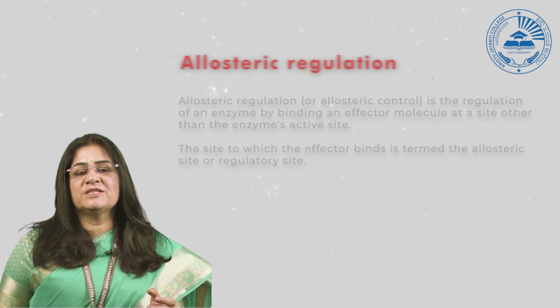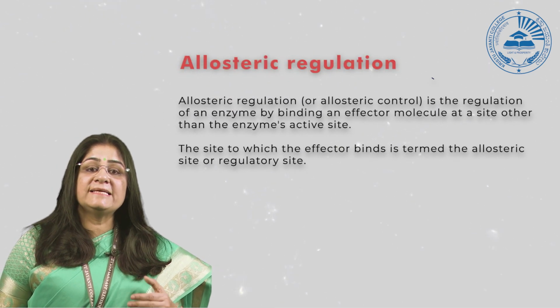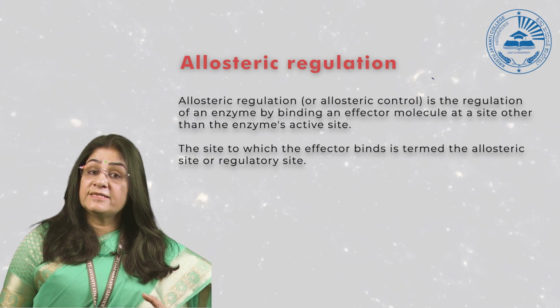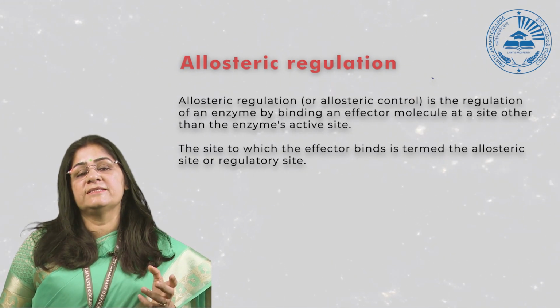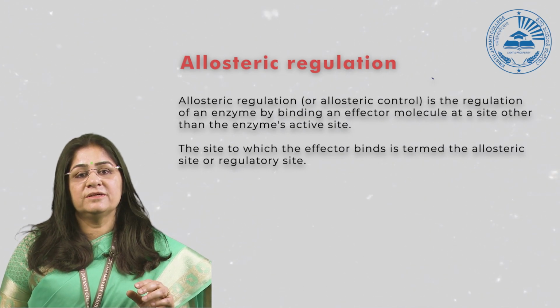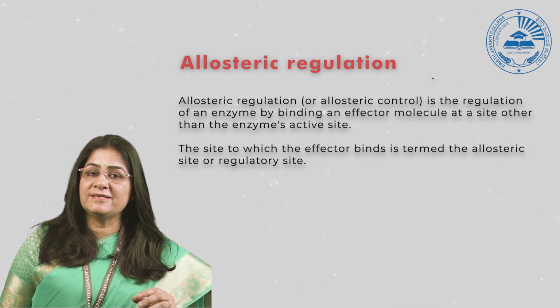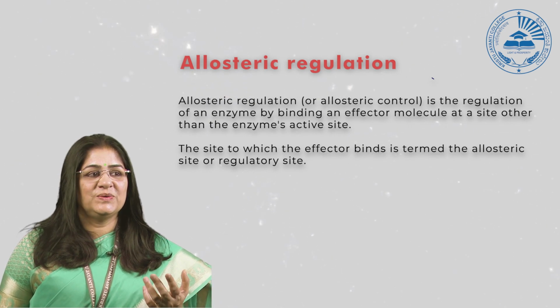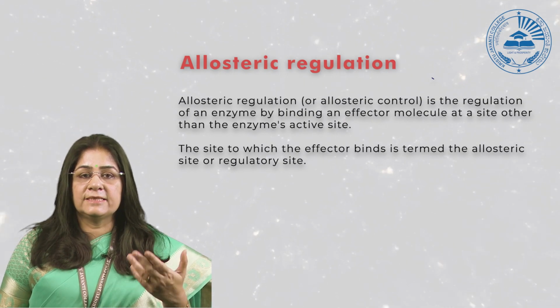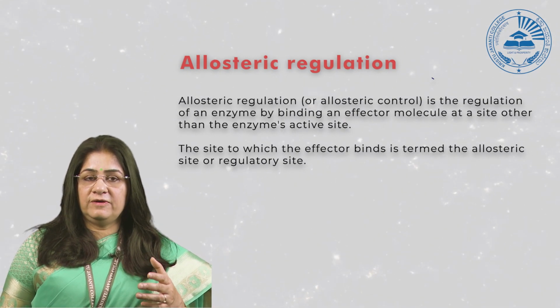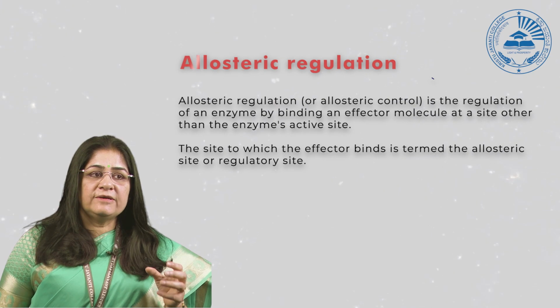The last one is what is called allosteric regulation. Allosteric regulation is the regulation of an enzyme by binding an effector molecule at a site other than the active site. We all know that enzymes have an active site, but here a molecule goes and binds to a site other than the active site. The molecule which comes, binds, and activates or inactivates the enzyme is called an effector. The site to which the effector binds is termed the allosteric site.